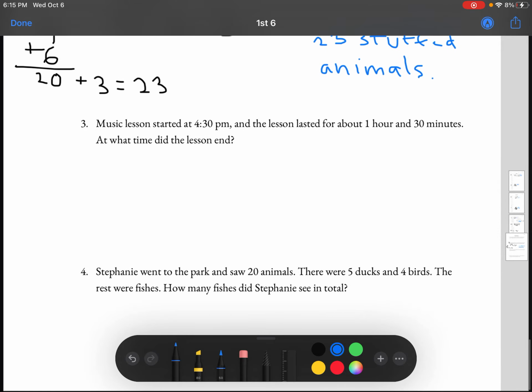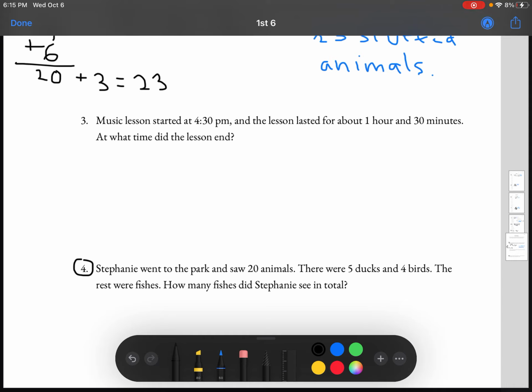Next we'll move on to number 4. Stephanie went to the park and saw 20 animals. There were 5 ducks and 4 birds. The rest were fishes. How many fishes did Stephanie see in total?